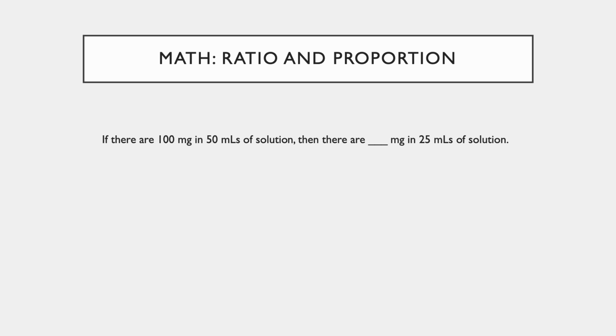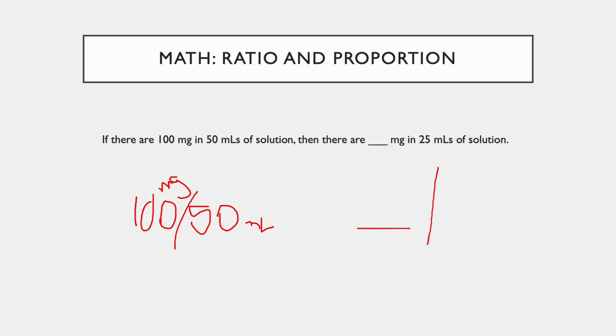All right, let me get my little drawer ready. Here we go. So if there are 100 milligrams in 50 mLs, this is some head math, I think. Then there are blank milligrams in 25 milliliters. Remember, I don't have a stylus, so bear with me.